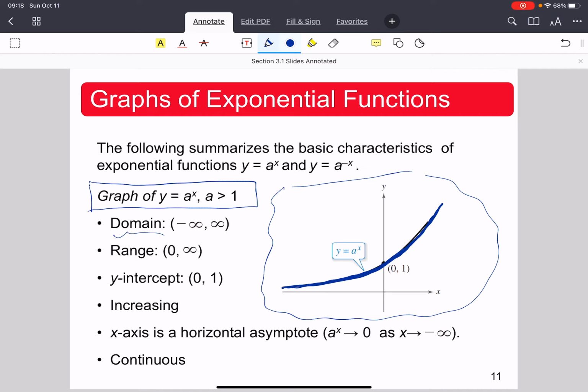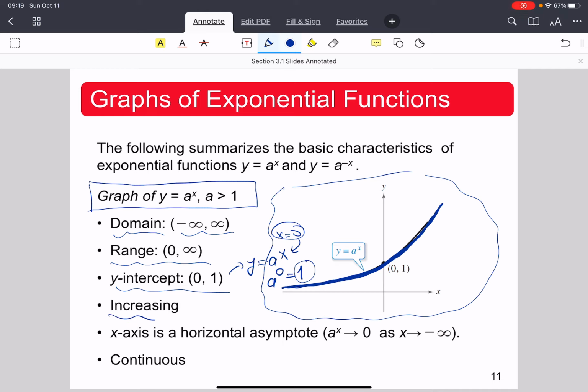So your domain, meaning possible inputs, is always gonna be negative infinity to positive infinity. Range is always gonna be 0 to infinity. You guys realize you're never gonna get a negative y value because the curve is always above the x-axis, so it's always positive. Y-intercept is generally (0, 1), because when you have y equals a to the x and you replace x with 0, you're gonna get a to the 0, which is always gonna be 1. No matter what a is, it's always gonna be 1 because the exponent is 0.